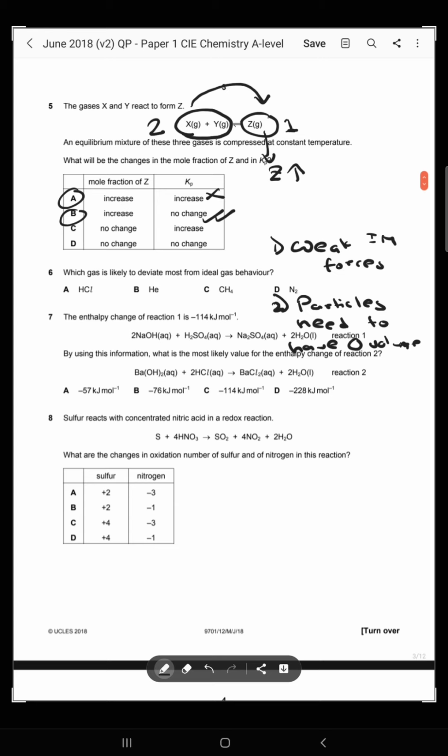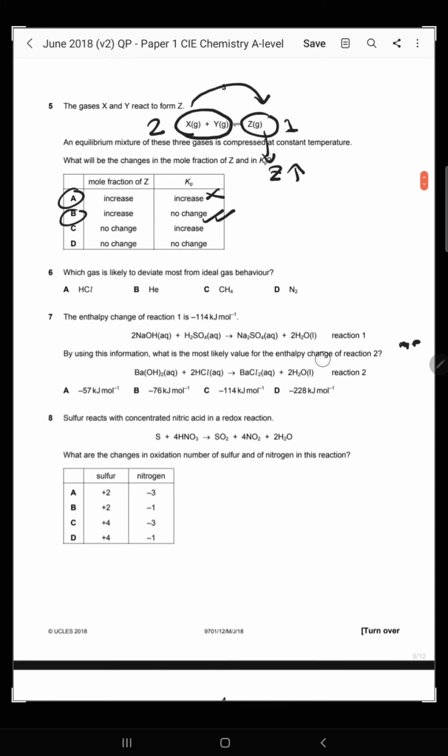So we are going to go through all of them. This one, HCl, it has a very high difference in electronegativity. So this is going to form very strong intermolecular force of attraction. Helium is nonpolar, it's monatomic, it is a very good ideal gas. CH4, nonpolar, has very weak intermolecular forces. Nitrogen, nonpolar, very weak intermolecular forces. So all 3 of these have weak intermolecular forces. The only one that has a strong intermolecular force is HCl, which is why it is not going to behave at all like an ideal gas. So the answer is going to be A.